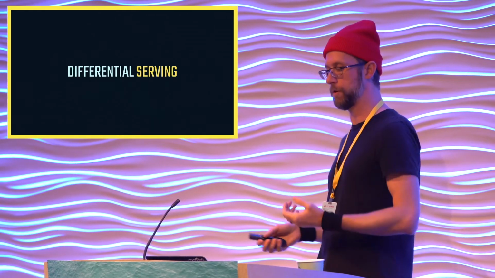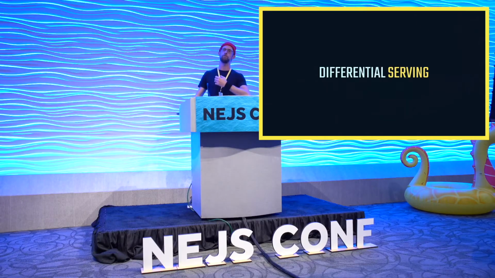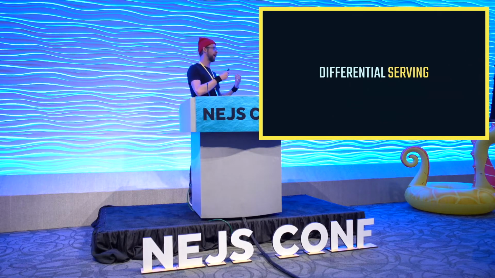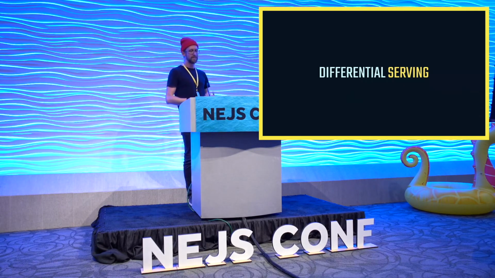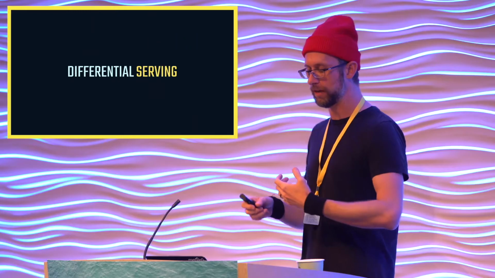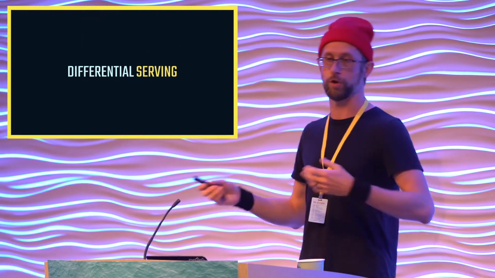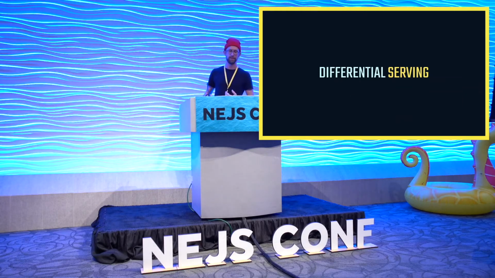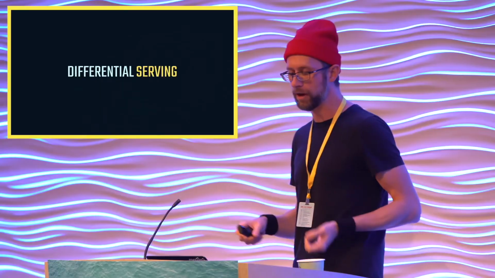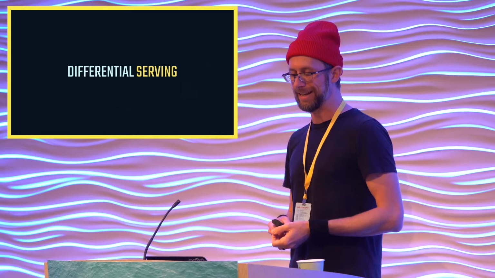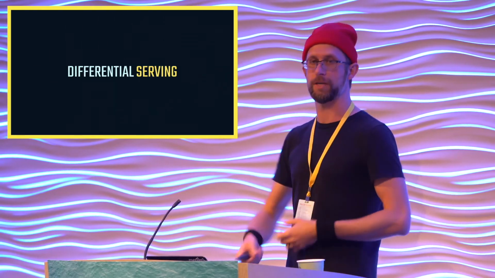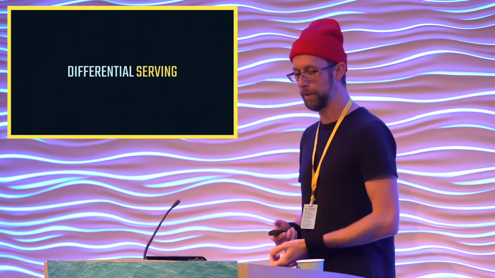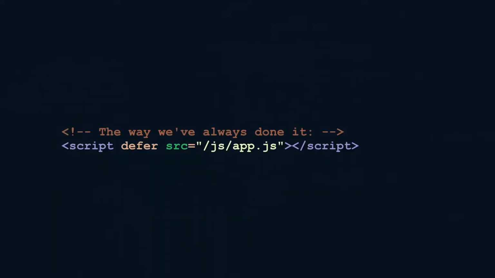It's called differential serving, which involves serving one of two bundles to users based on the capability of their browser. What this means is that legacy browsers will get bundles like we generate them today, with more transforms and polyfills, while modern browsers will get smaller bundles with little to none of those things. The outcome is that an app functions identically in either case, but for modern browsers, it involves substantially less code. So of course, we need a way to load these bundles properly.